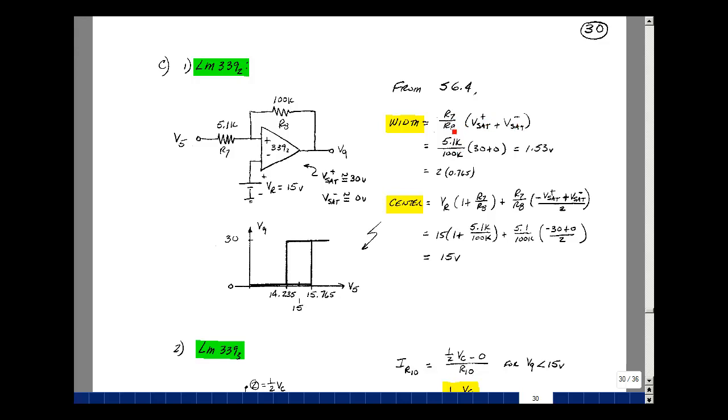Now this is 5.1K, this is 100K. This is roughly 30 volts, this is roughly 0. So I'm going to get a width of my hysteresis loop of about 1.53 volts. We're going to go plus or minus half of this from the center, so let me just divide that by 2, so it's 0.765 volts.